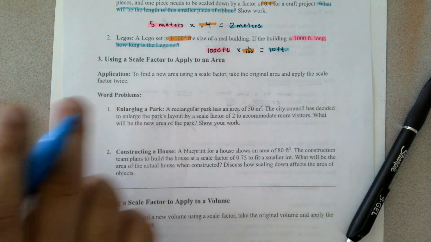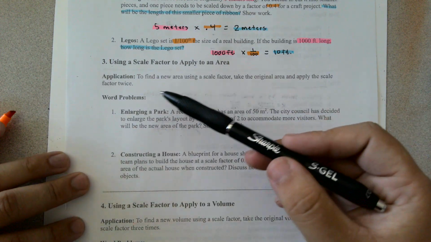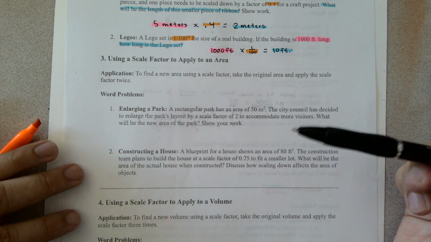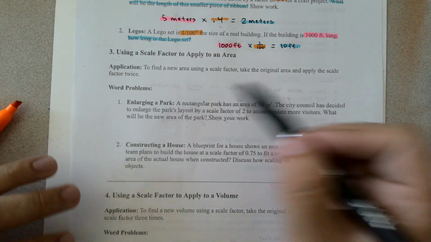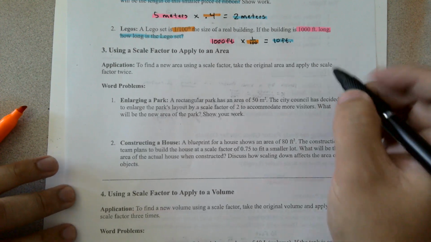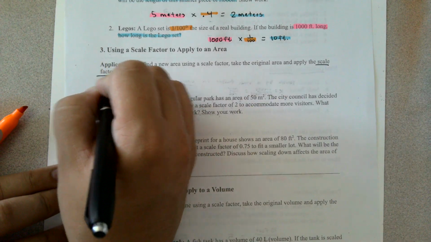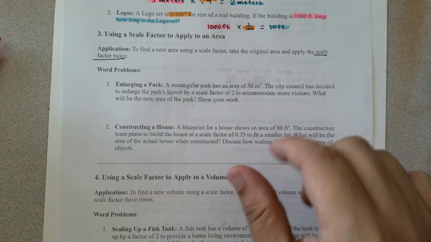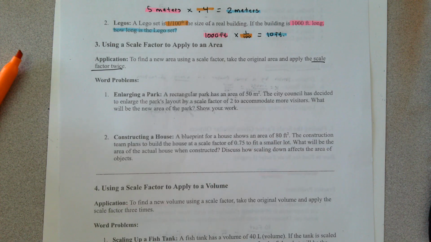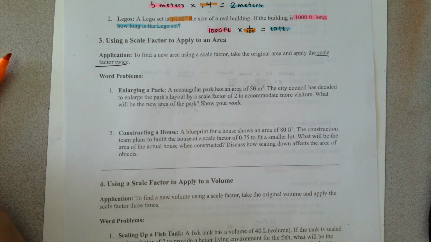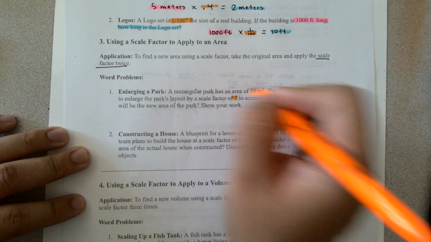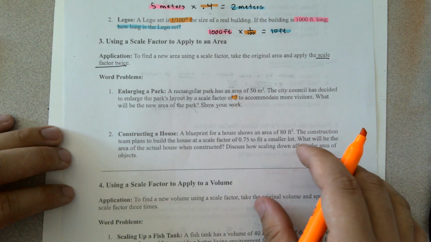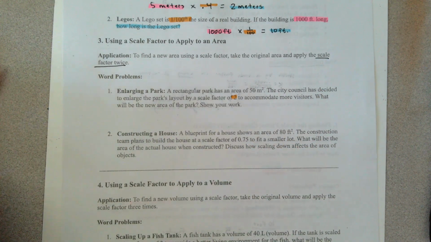Let's move on to some area problems. So it says to find a new area using a scale factor, you're going to take the original and apply the scale factor twice. Remember, you're only ever applying it twice or 3 times. A rectangular park has an area of 50 meters. The City Council has decided to enlarge the park's layout by a scale factor of 2 to accommodate more visitors. What will be the new area of the park? Show your work.